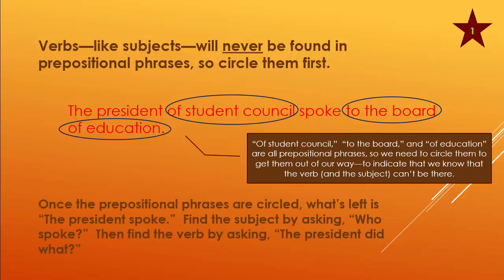Once the prepositional phrases are circled, what's left is the president spoke. Find the subject by asking, who spoke? Then find the verb by asking, the president did what?